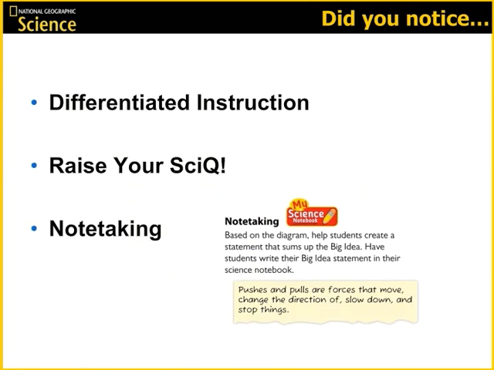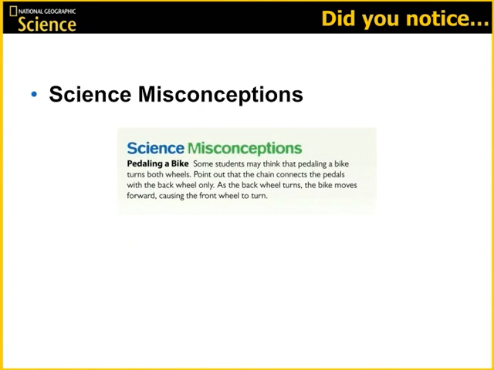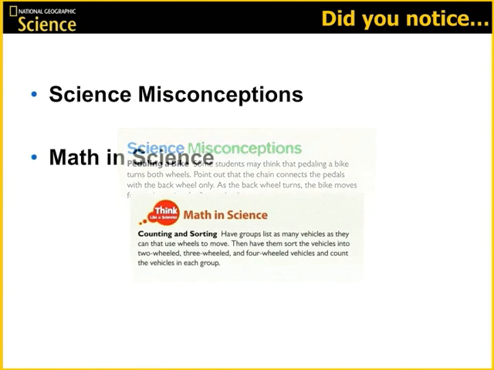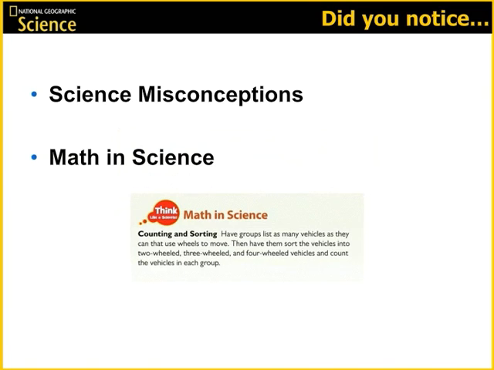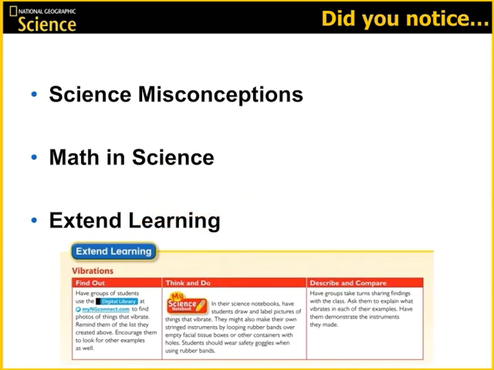Note-taking opportunities are also identified at point of use. This is a great time for students to add what they are learning to their science notebooks. Science misconceptions are provided to clarify things students, and sometimes even teachers, may have misconceptions about. Math and science references provide an opportunity to think like a scientist in relation to math. And Extend Learning does just that. It provides an opportunity to extend what the students are learning.